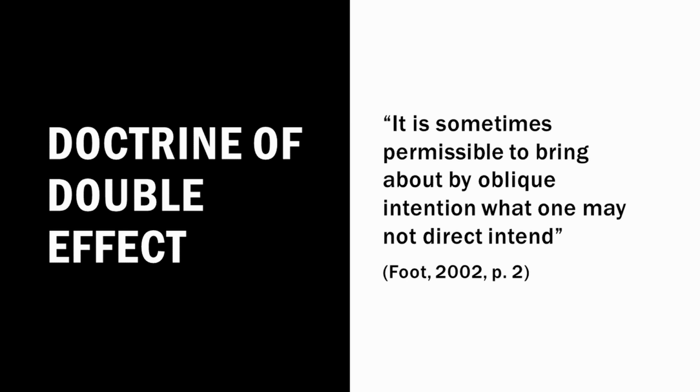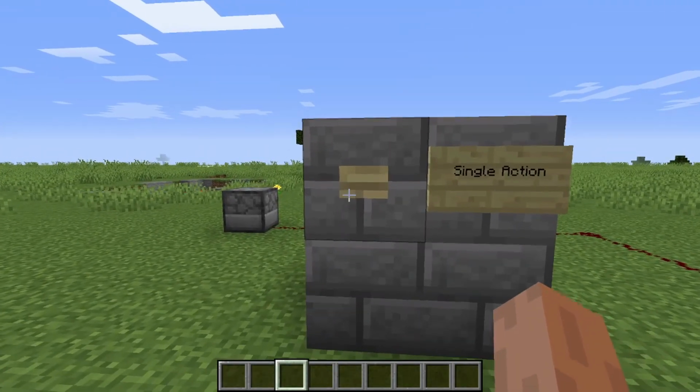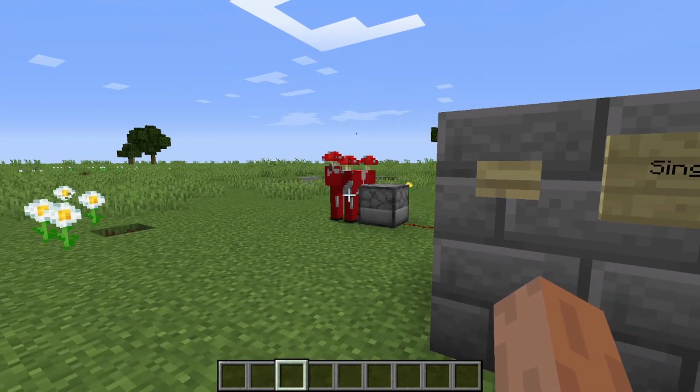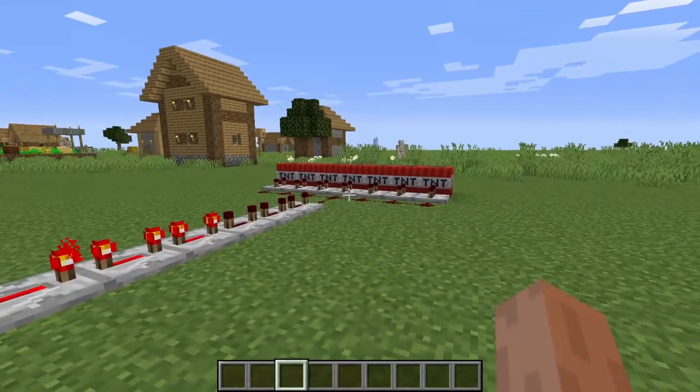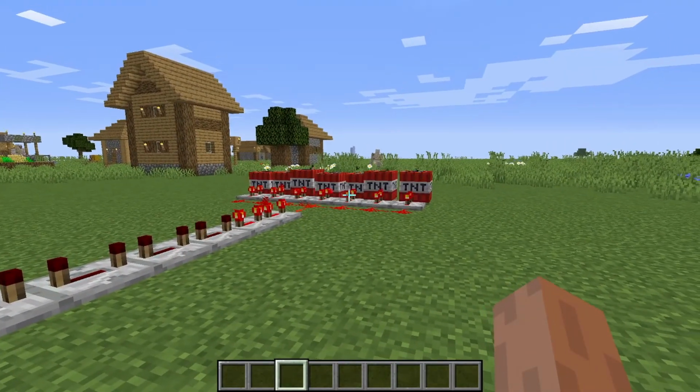Our first moral principle, the Doctrine of Double Effect, also known as the DDE, states that it is sometimes permissible to bring about by oblique intention what one may not directly intend. The doctrine of double effect is talking about when one single action has 2 outcomes. Those outcomes are what you directly intend and what is obliquely intended. For example, pushing this button will produce a mushroom, which is my intended effect, as well as setting off this TNT, which is my unintended effect.